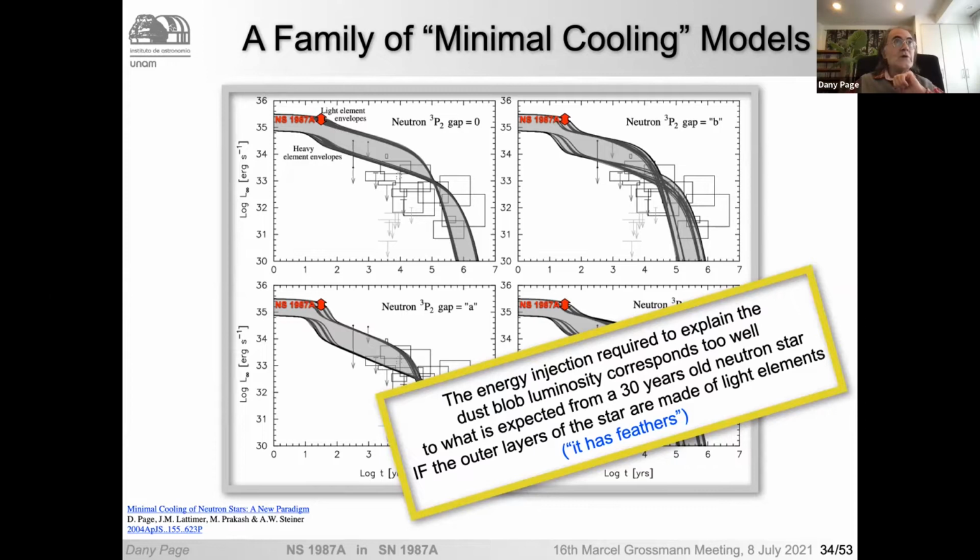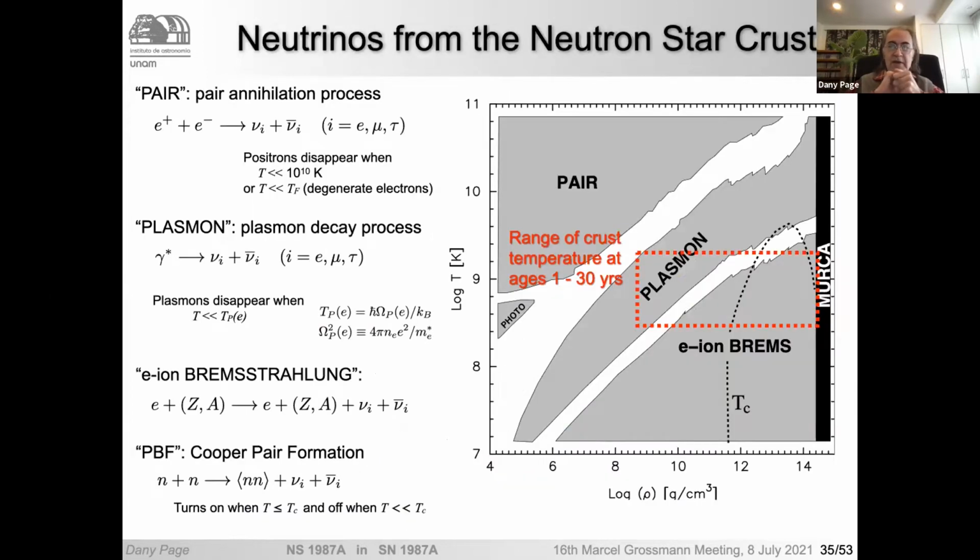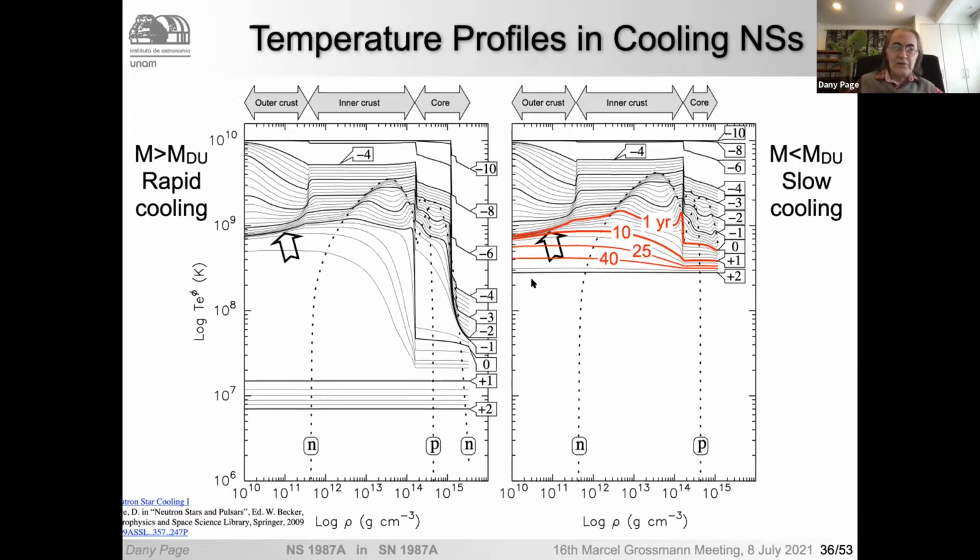What controls the temperature is interesting: the cooling at that time is determined by neutrinos. This is the range of temperature you have in the outer crust of the neutron star. Initially, when it's hot, it's cooling by plasmon emission. Then when the temperature drops below the plasma temperature, plasmon emission stops and the star stops cooling, which is what you see here. Here is the temperature profile of a heavy star where the core cools rapidly by neutrino emission, and of a less heavy star where the core does not cool rapidly.